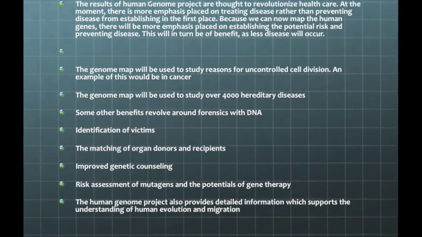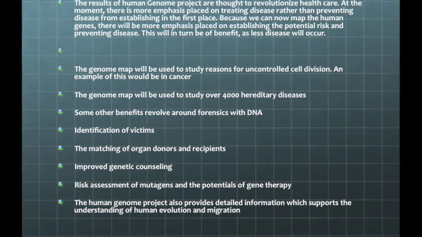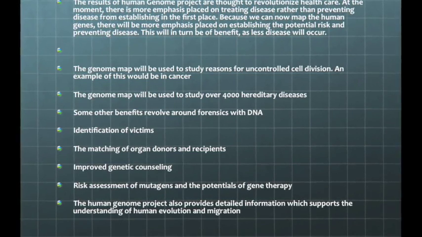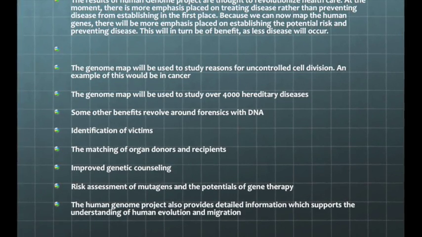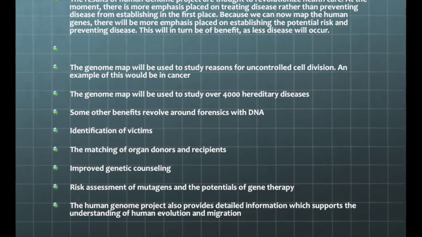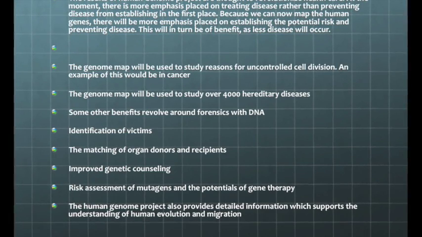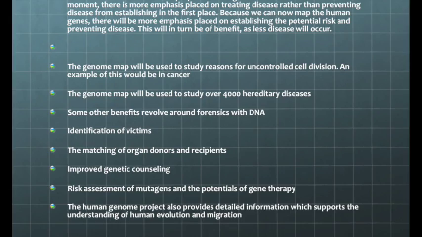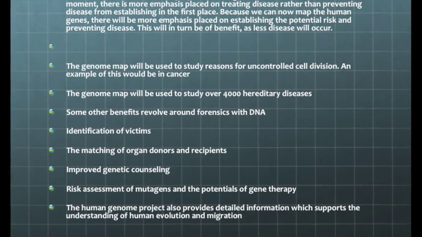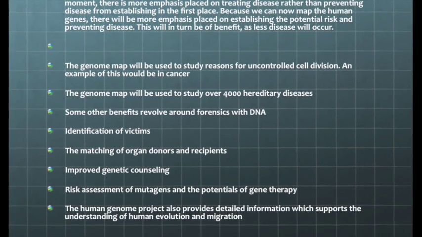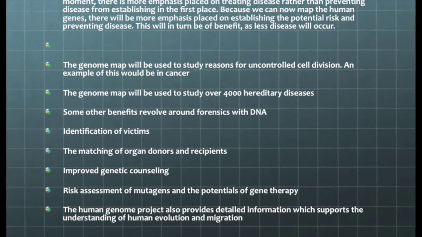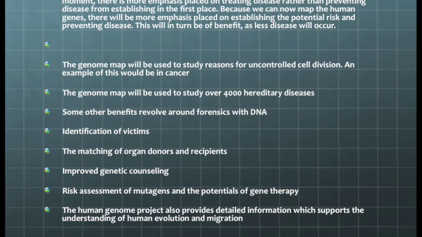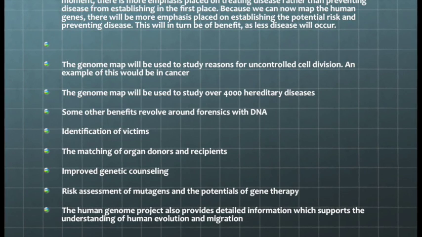The genome map will be used to study reasons for controlled cell division. An example of this would be in cancer. The genome map will be used to study over 4,000 hereditary diseases. Some other benefits revolve around forensics with DNA, identification of victims, the matching of organ donors and recipients, improved genetic counseling, risk assessments of mutagens, and the potentials of gene therapy. The Human Genome Project also provides detailed information which supports the understanding of human evolution and migration.